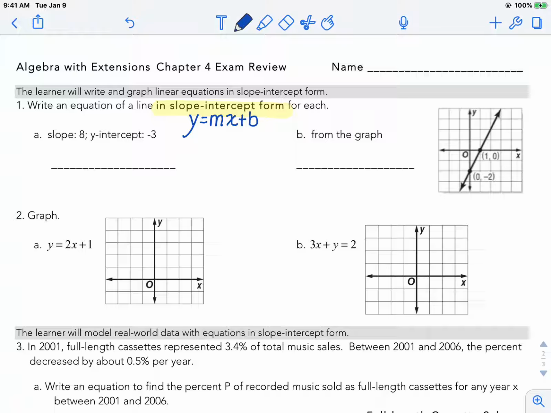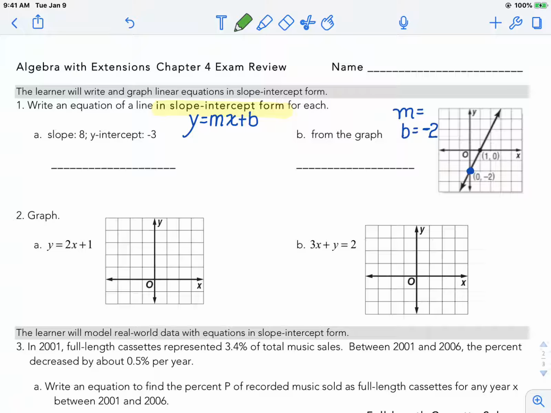In 1b, when they give you the graph, again, you want to be thinking about, can I identify from the graph the slope or rate of change and the y-intercept? It's a little easier to tell the y-intercept on this one because they label it. Make sure that the y-intercept is being given as the b value. And then you want to count your slope.